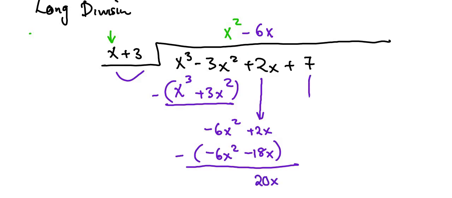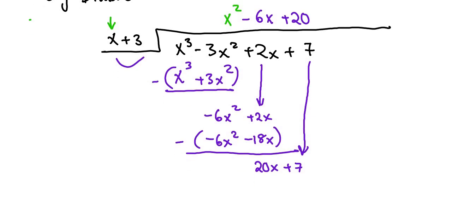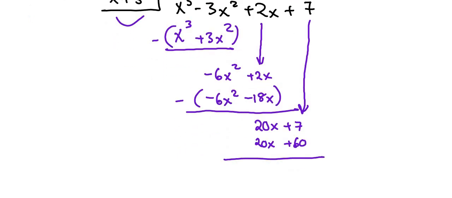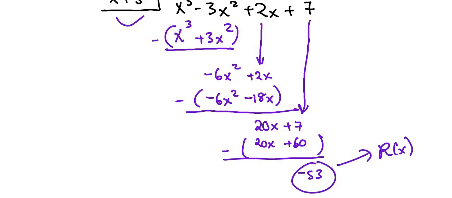Then you bring down the 7. So the 7 comes down. This is now going to be that. So x into 20x, that's simply going to give us a 20. Then we now multiply x times 20. That's going to give us a 20x. Then 3 times 20, that's going to give us a 60. Then here we subtract. So this goes 7 minus that is negative 53. What you've gotten here is the remainder, that's your R(x).